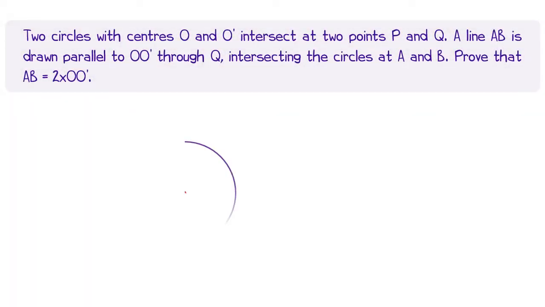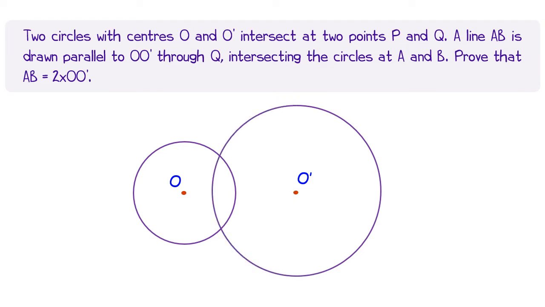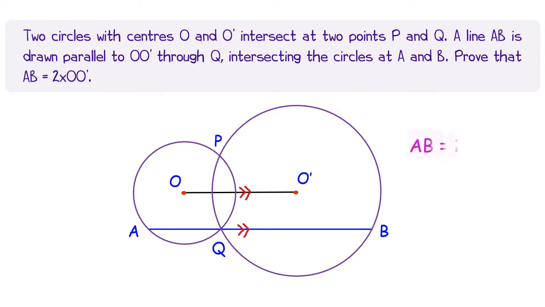Let's see this interesting question. We have two circles with center O and O dash intersecting each other at point P and Q. Let's join OO dash. Now we are drawing a line segment AB which is passing through Q and this is parallel to OO dash. We have to prove that the length of AB is 2 times of length of OO dash.